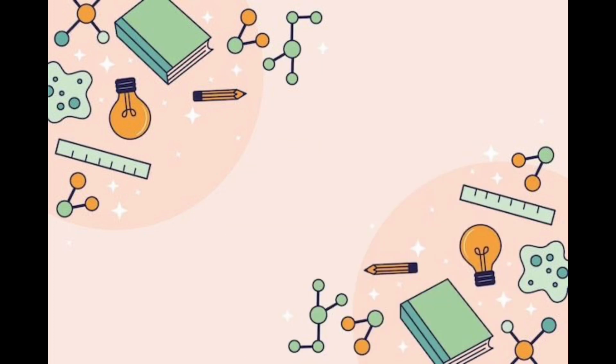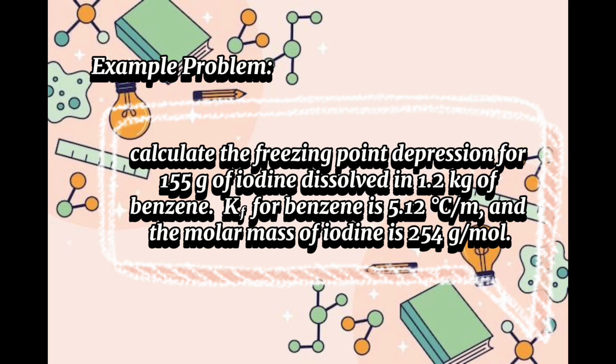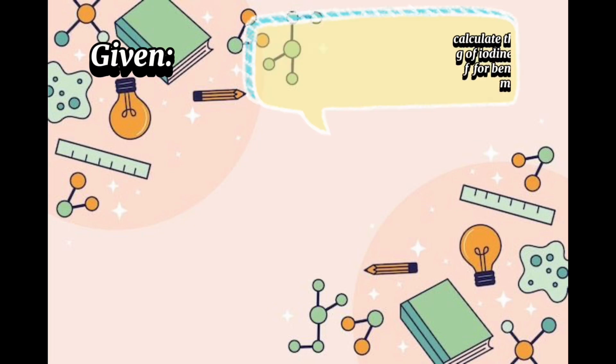This is the example problem. Calculate the freezing point depression for 155 grams of iodine dissolved in 1.2 kilograms of benzene. K sub F for benzene is 5.12 degrees Celsius per molality, and the molar mass of iodine is 254 grams per mole. Here's the given. Solute is the iodine.